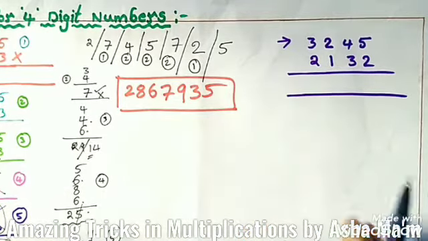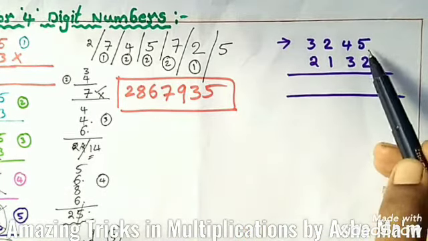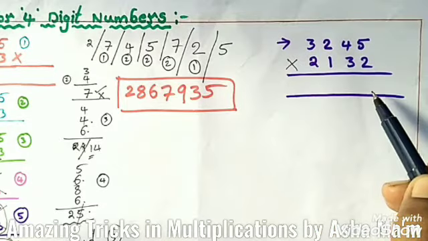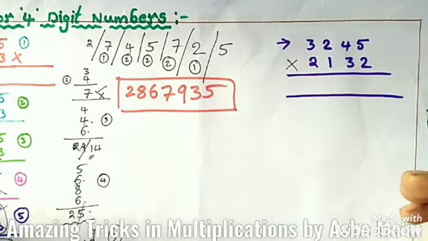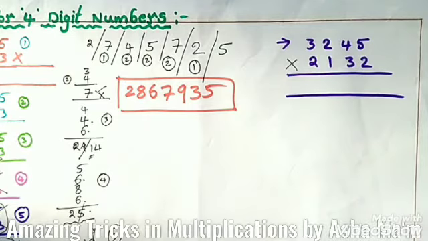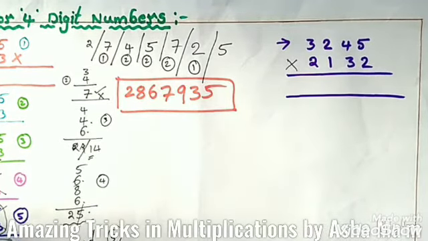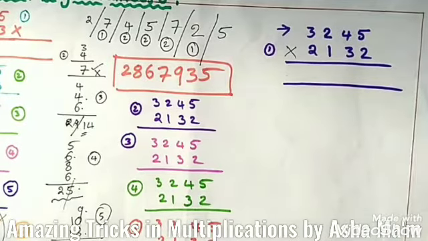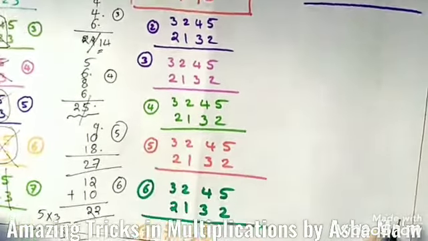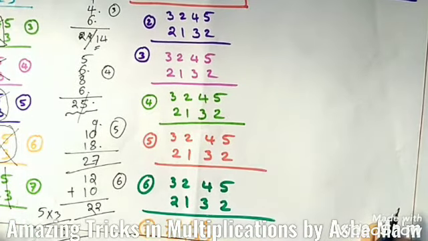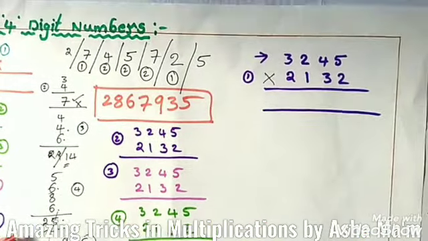How can we get the answer here? 3245 into 2132. Here also, stepwise, we have to do 7 steps exactly to get the answer. I have written the same question 7 times here, just to apply the 7 rules to this question. Let us see the first rule.